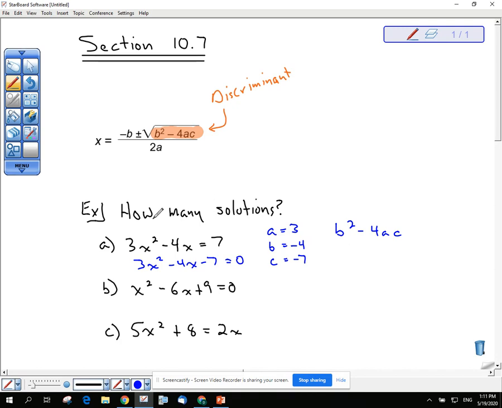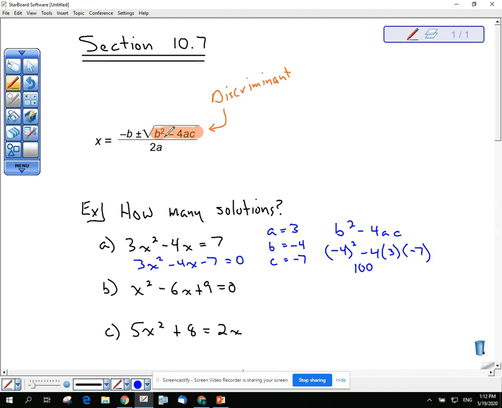We're not being asked to solve it. It says how many solutions. So that's negative 4 in parentheses squared minus 4 times 3 times negative 7, which would be 16 plus 12 times 7. 16 plus 84, that's 100, right? So the discriminant is 100, meaning that, and please don't be confused when I say this, the discriminant is 100.